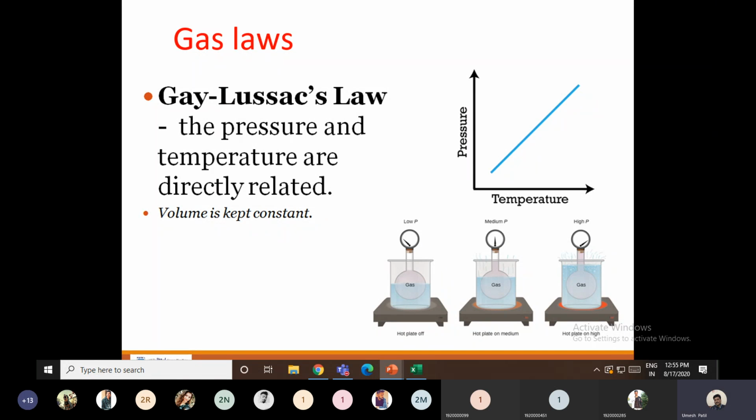So this increase in pressure is according to the Gay-Lussac law of thermodynamics or gas law. So pressure is directly proportional to the temperature when volume is kept constant. I hope all these three gas laws are clear to you.